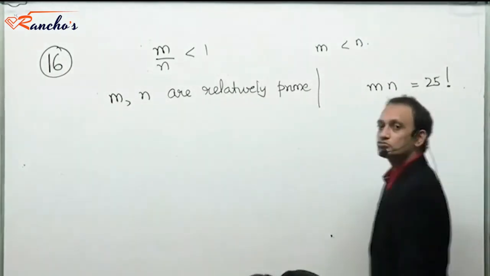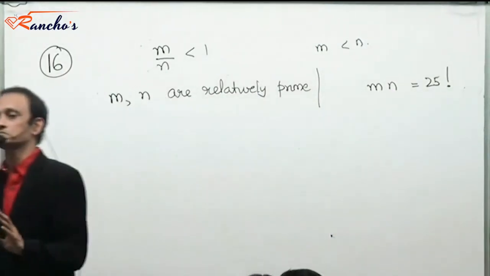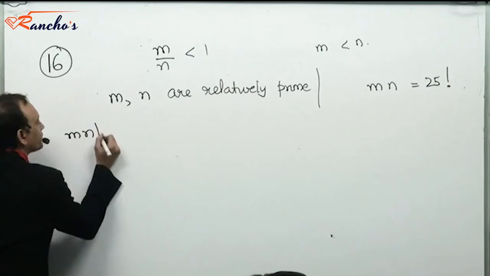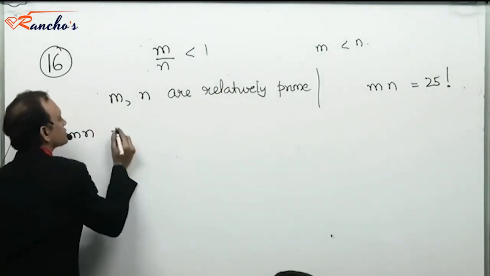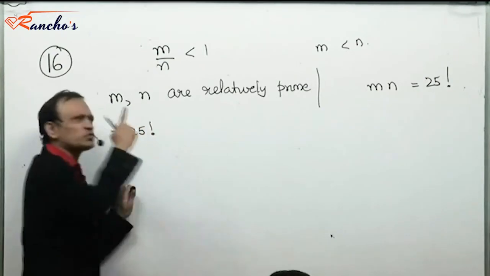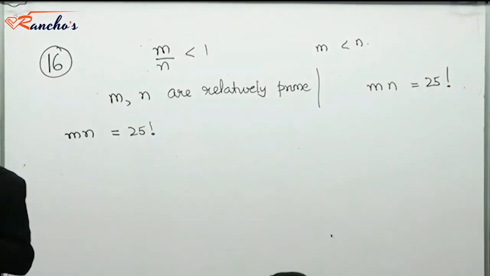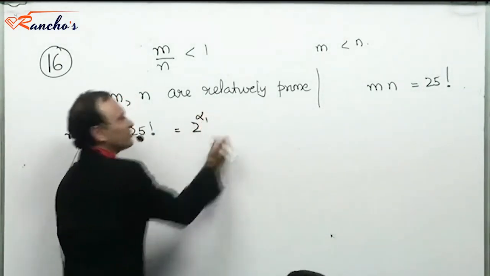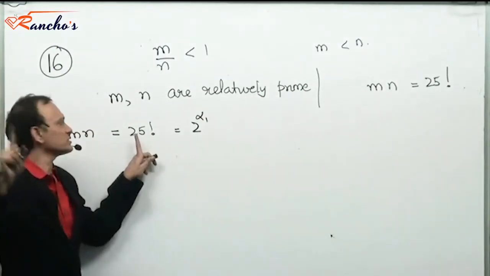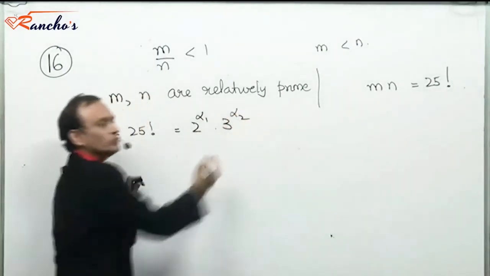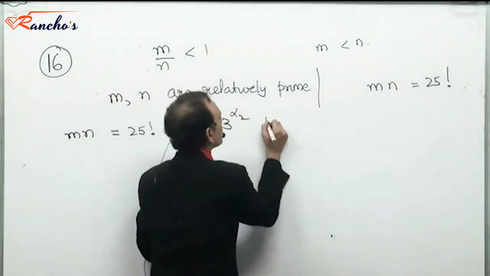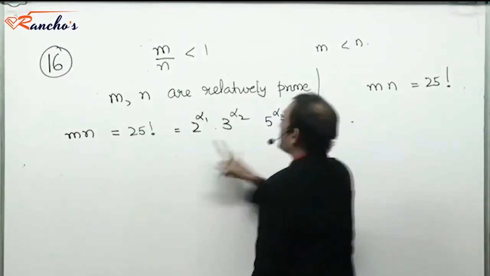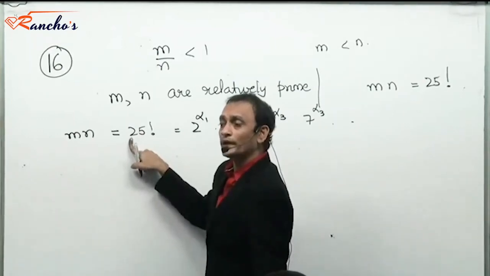25 factorial is a huge number to deal with, isn't it? Very big number. But m into n is 25 factorial, that means 1 into 2 into 3 up to 25. What are the various primes that appear up to 25? There is 2 to the power alpha 1. Let me just populate the primes. There is going to be 3 to the power alpha 2. There is going to be 5 appearing as a prime, 7 appearing as a prime. All primes will appear. And the prime just before 25 is 23.